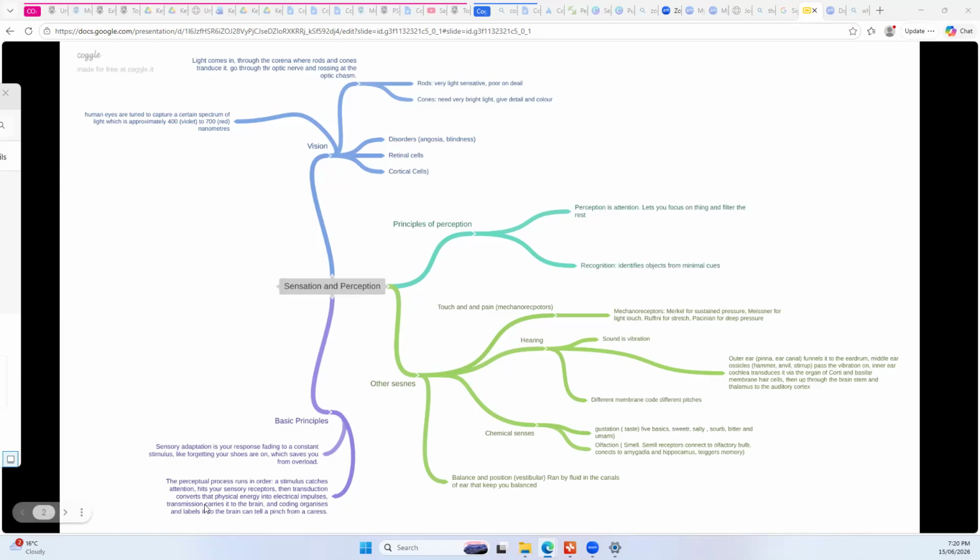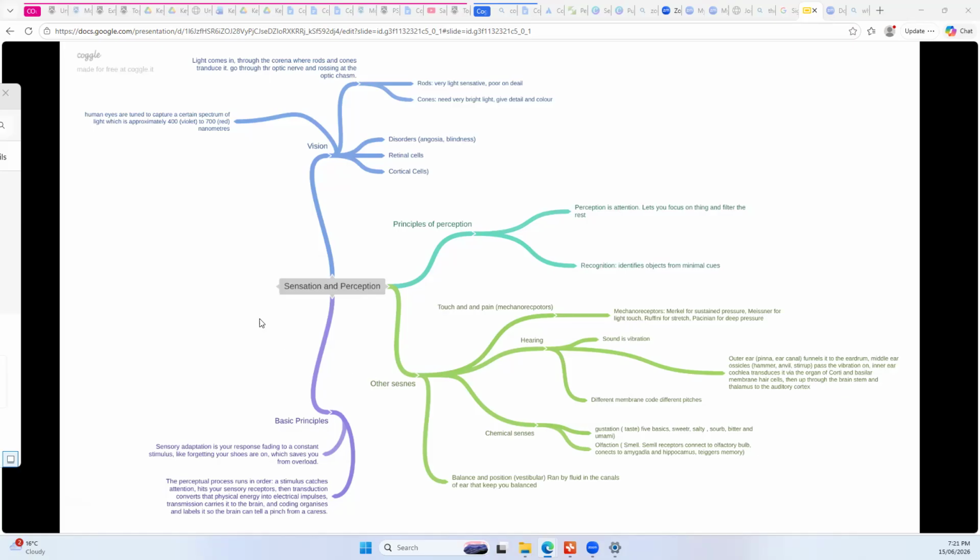And then I grouped the other senses together because once you understand the vision pathway and the basic principles, they flow together. For hearing, I mapped out how sound is vibration, funneled by the outer ear to the eardrum, passed along by the middle ear ossicles, the hammer and stirrup, and then transduced in the inner ear cochlea via the organ of Corti and the basilar membrane hair cells, before heading up to the brainstem and the thalamus to the auditory cortex.